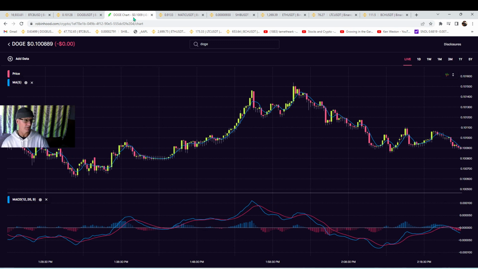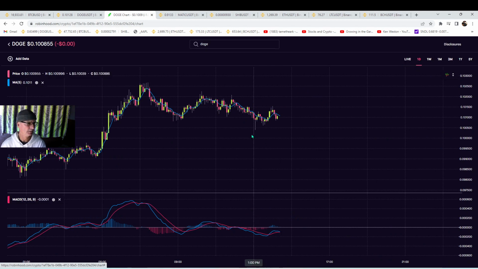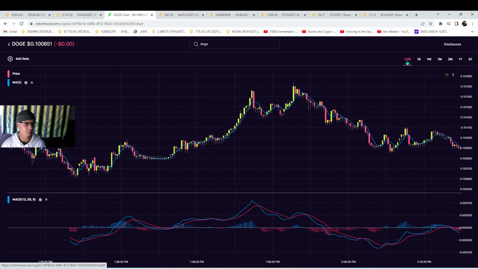We'll go look at it on the Robinhood charting. Robinhood charting looks like this. This is the 1 day. Of course, that's the move we're talking about. It's just a micro move. It's from here to here, I think. So that's looking at it on the Robinhood charting.